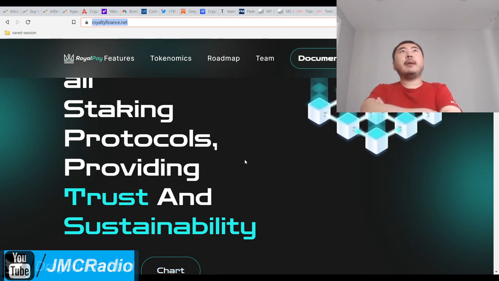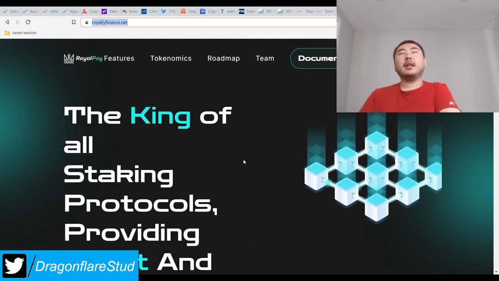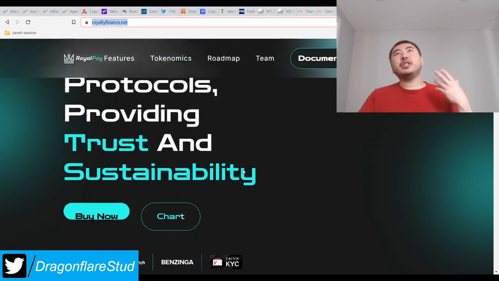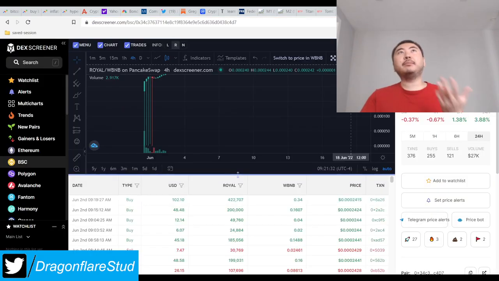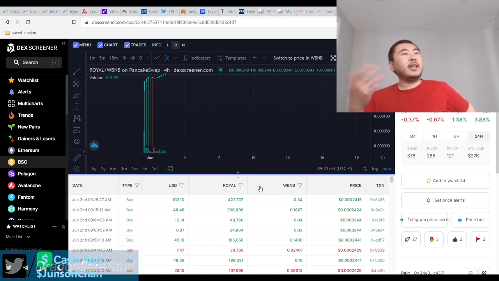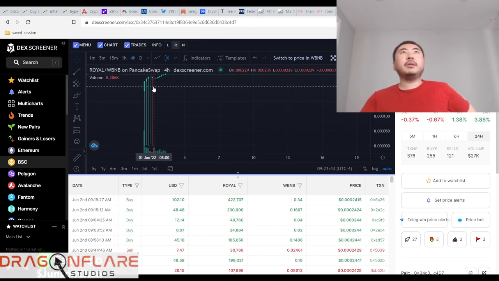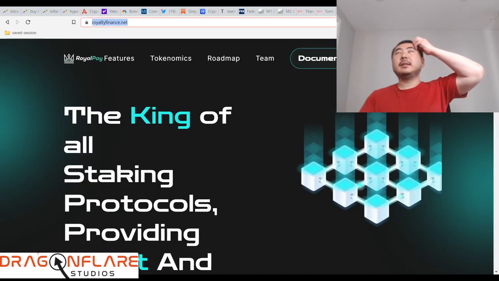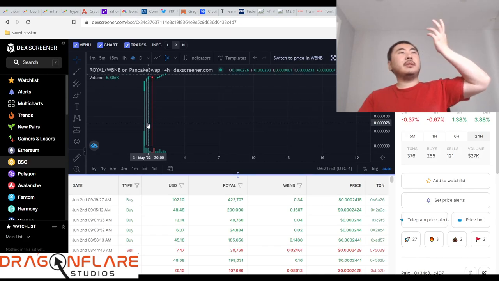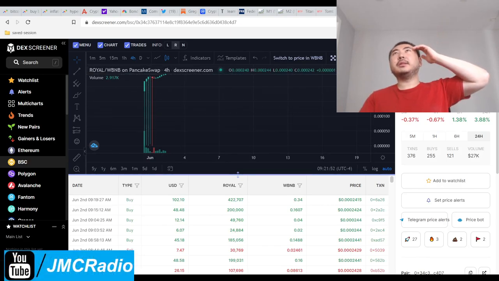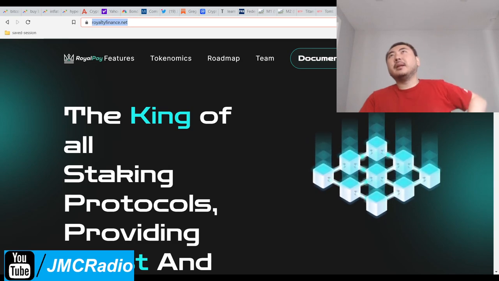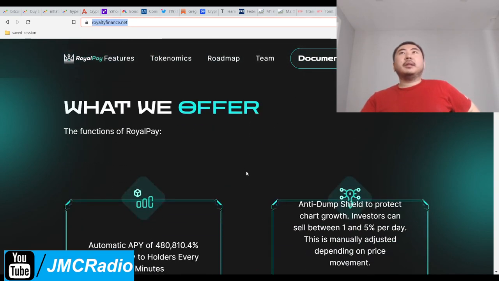Alright, so quick recap, I like Royal Pay because the Lockpay idea works. We just have to tweak it so that it can stop dumping, correct? Because that's the only thing that matters, right? I don't care too much about this. Well, I guess I should, but because I invested so little money into this, I don't really care about these weird dumping spikes that you see here. But whatever.